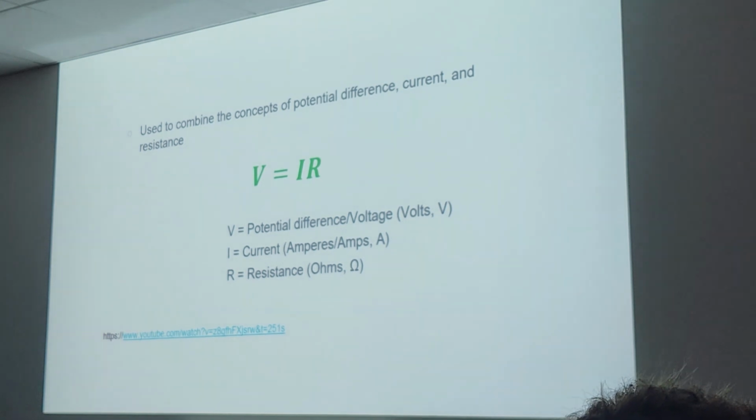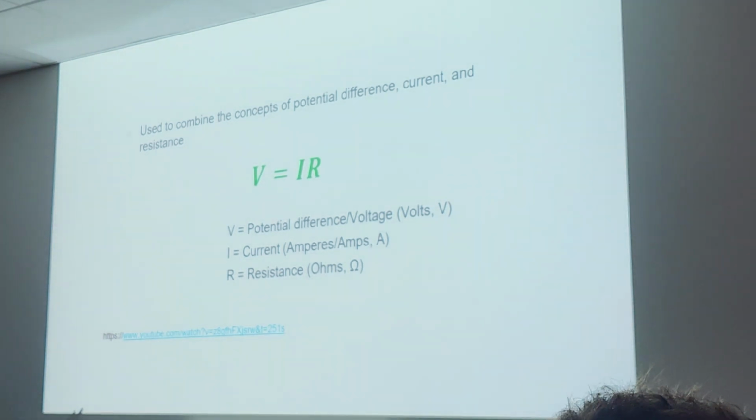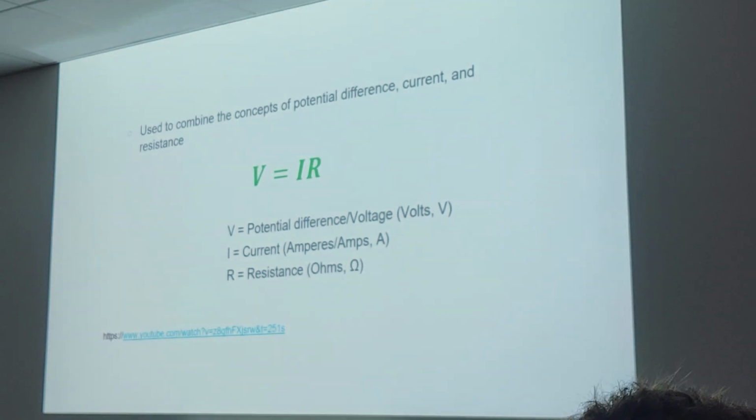Alright, so that brings us to our formula here, V equals IR. V is our potential difference or our voltage measured in volts. I is our current measured in amperes or amps. And then R is our resistance measured in ohms.